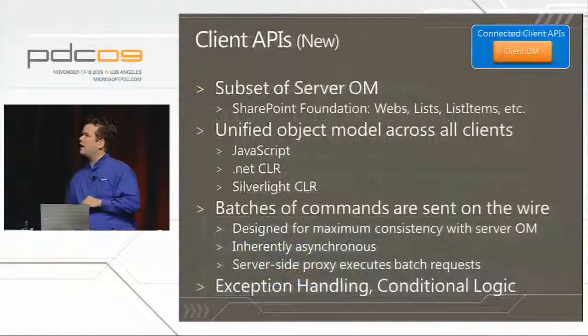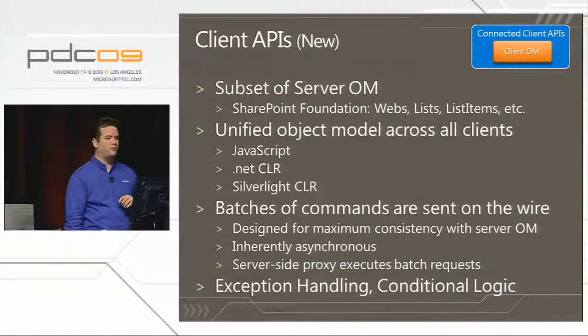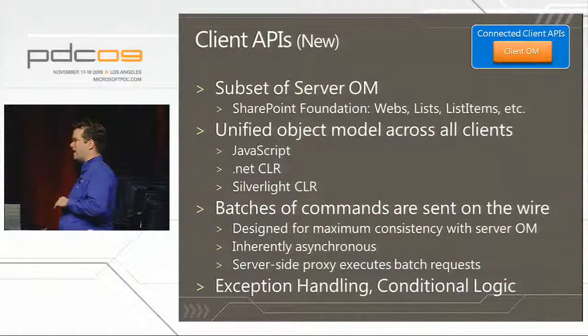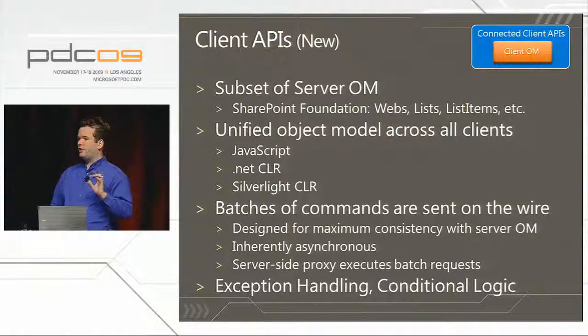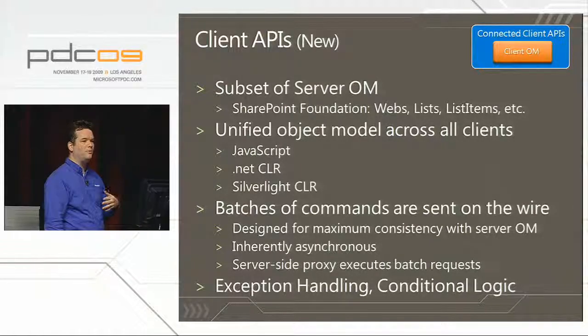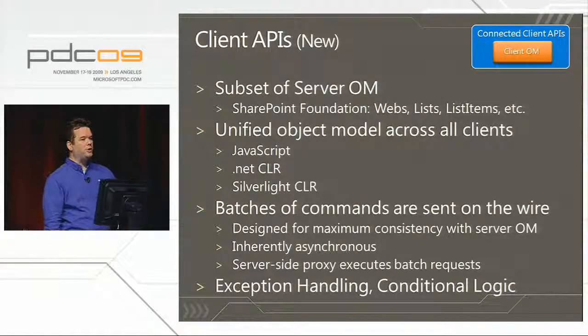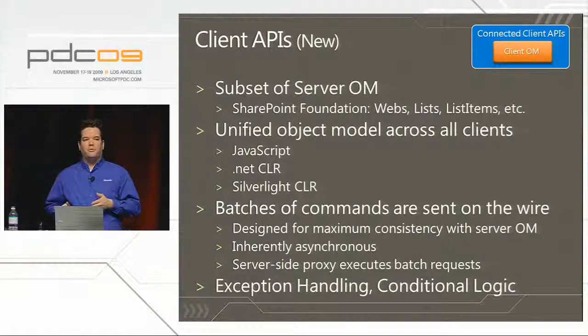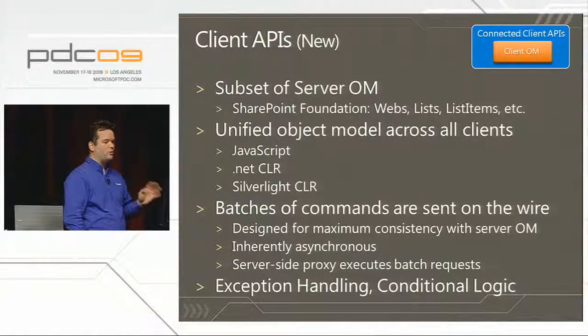If you're working on the client, we have two technologies that you can take advantage of to work remotely against SharePoint. Now, first is a new set of client APIs. These client APIs are essentially the client version of a lot of the object model that you might have seen on the server, things like webs and list items. But now you can use them directly inside of Silverlight or JavaScript or the .NET managed object model if you're building, let's say, a WinForms app. It's the same object model whether you're using JavaScript or .NET or Silverlight.